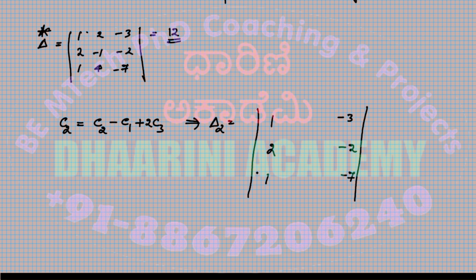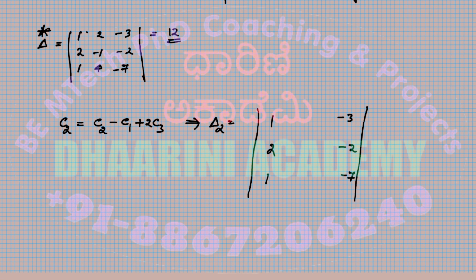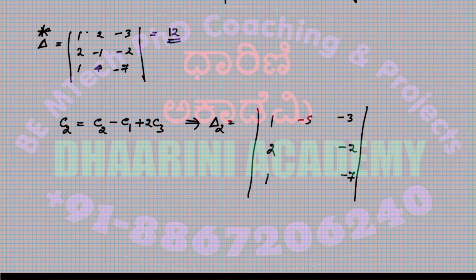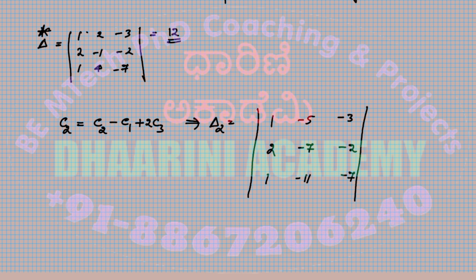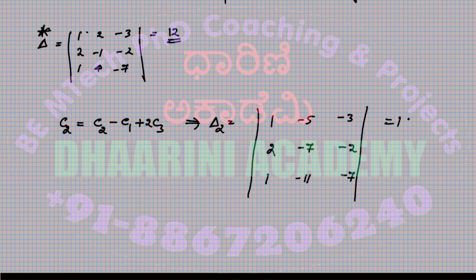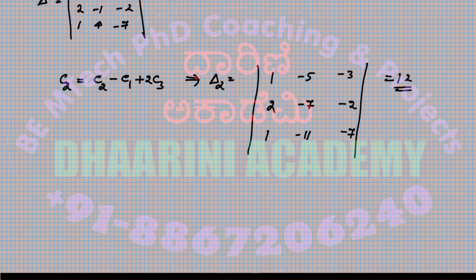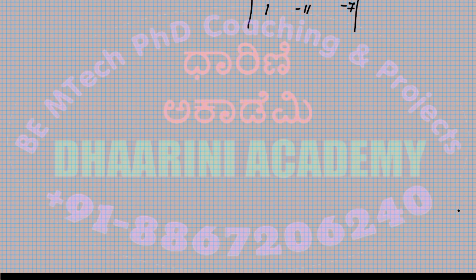First calculate the C2 value. So the second column, minus 5, minus 7, minus 11. Now we use these values to calculate the determinant. So this is equal to 12, no change. Right. Let's move on to the next property.